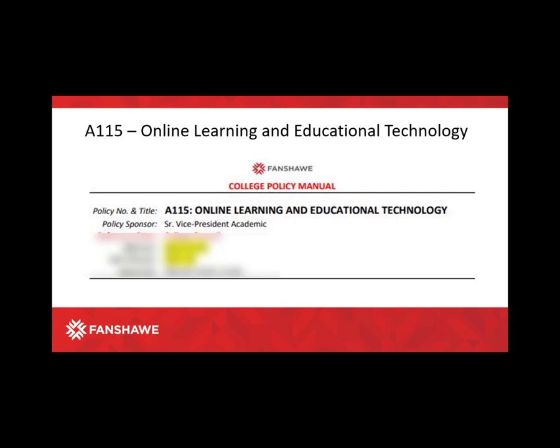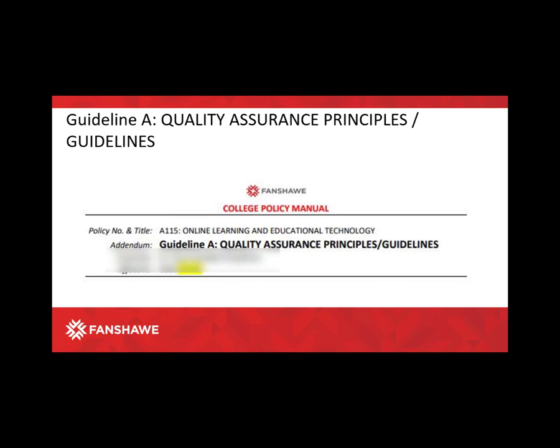Reading through the A115 policy, you will quickly notice that many of the best practices that are outlined within the Quality Matters rubric have been adopted by Fanshawe College, which helps establish a firm benchmark for quality assurance. For example, Guideline A of the A115 policy describes a quality assurance framework that supports teaching and learning in an online and blended format. This framework is intended to create a culture of continuous improvement in online and blended learning that keeps students engaged in the teaching and learning process without being impeded by the technology.